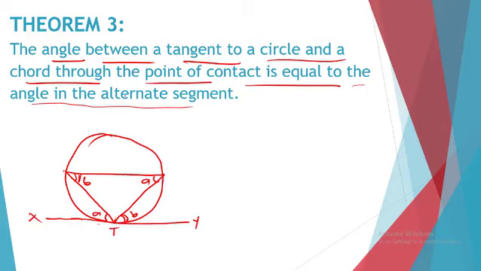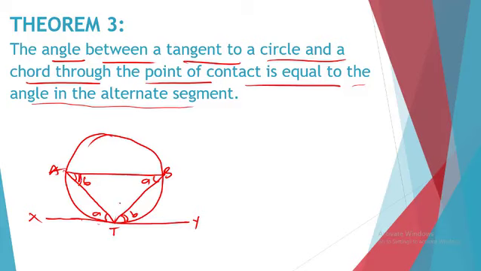Okay, look at what this theorem states. Let's take it to be A, and this is B. The theorem states that a tangent to a circle and a chord through the point of contact is equal to the angle in the alternate segment. Look at what it's saying.